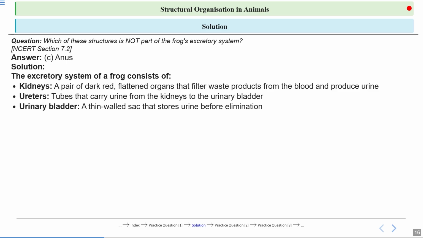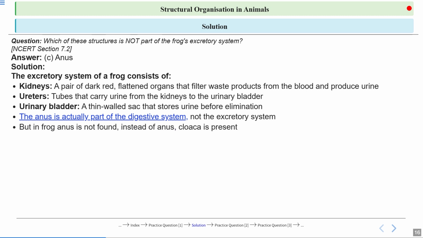And this urinary bladder is attached to which organ? It is attached to the cloaca. So anus is actually part of the digestive system, not the excretory system. But in frog, anus is not found. Instead of anus, cloaca is present.